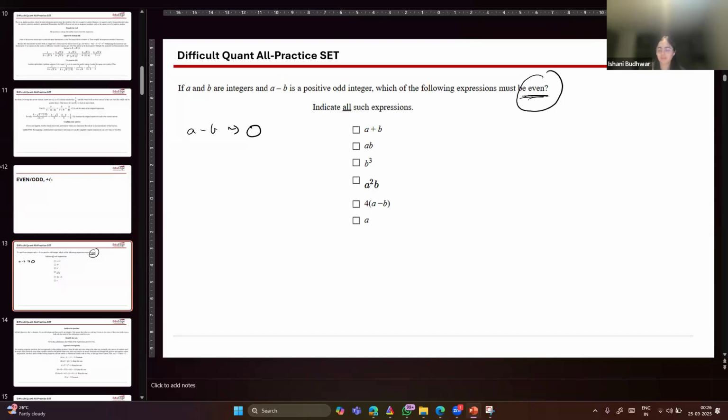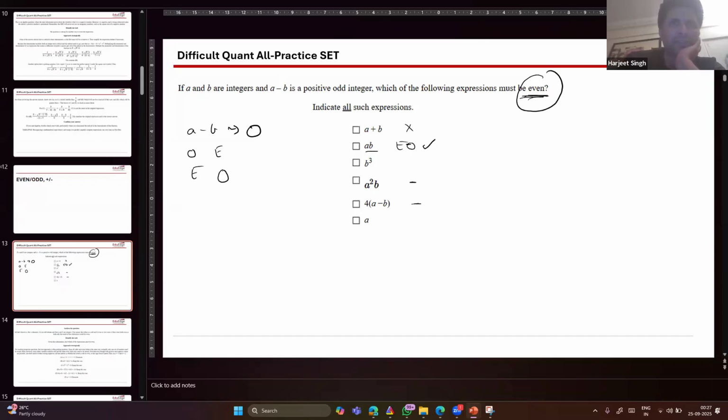A times B, A squared times B, and 4 times A minus B. A minus B is odd, which means either one of these is odd. Only then will the subtraction be odd. So the product of even and odd is even. A plus B will be odd only.